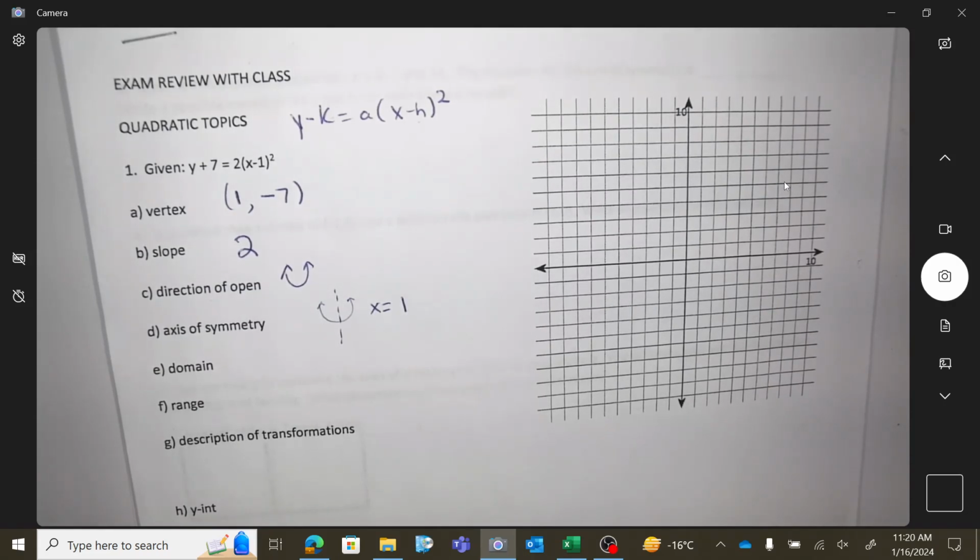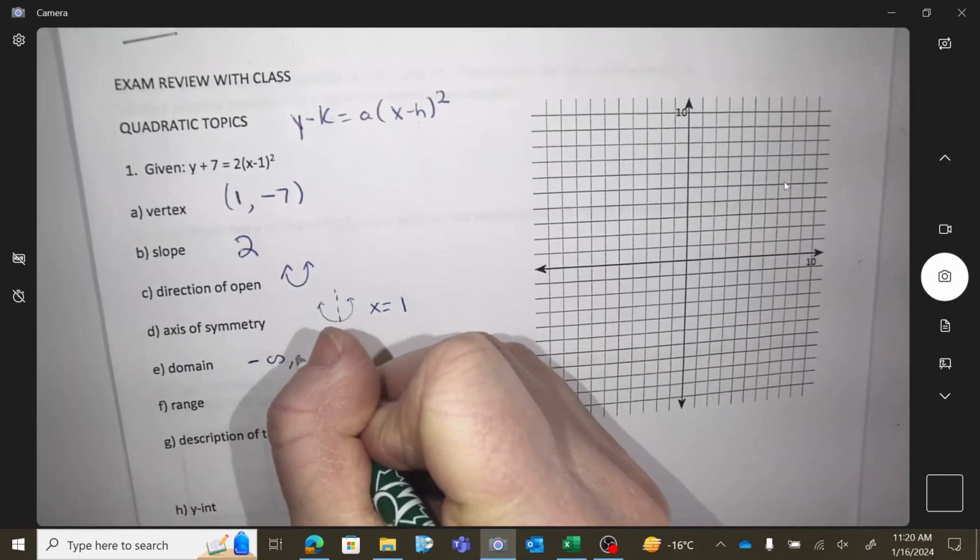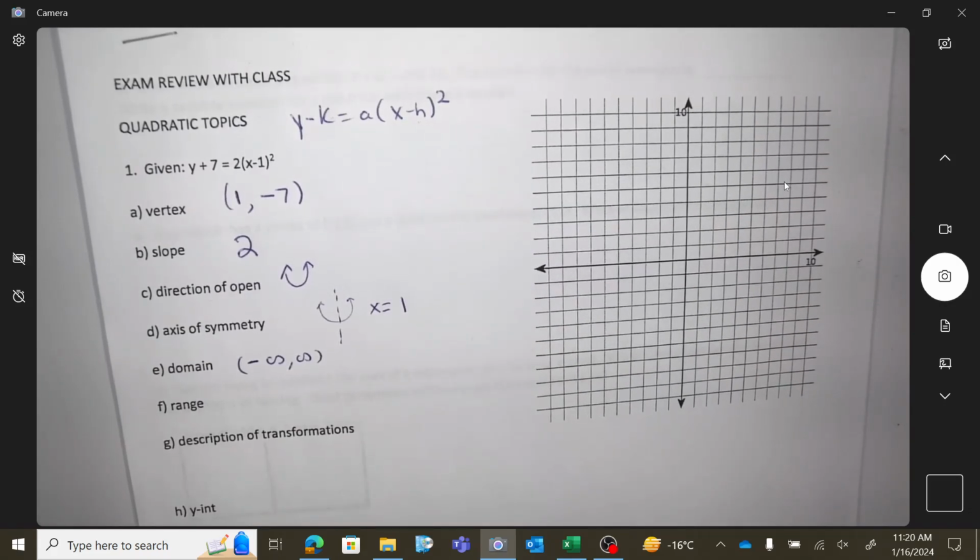Maybe your free exam point, what's the domain of a parabola? Negative infinity to positive infinity. Some of you will maybe get that wrong because you write it backwards. You can't go from positive infinity to negative infinity. That's like reading a book backwards.